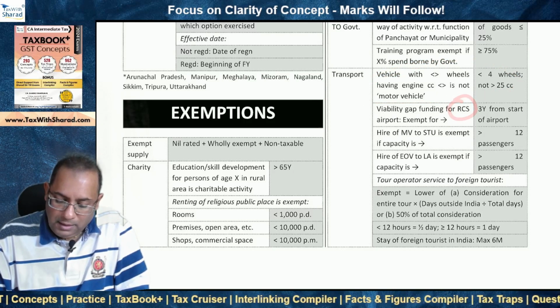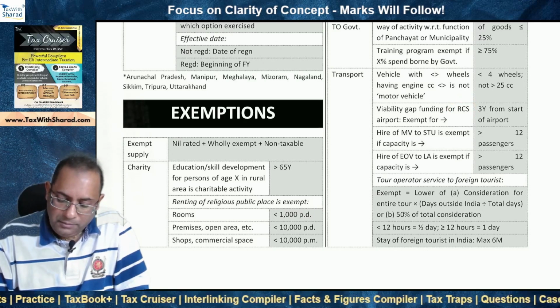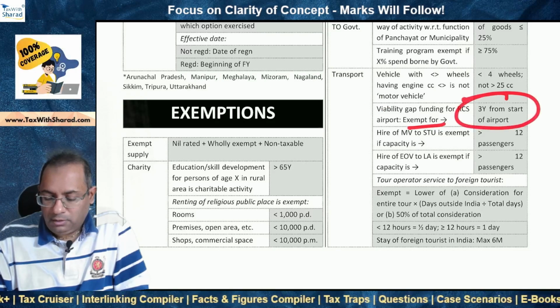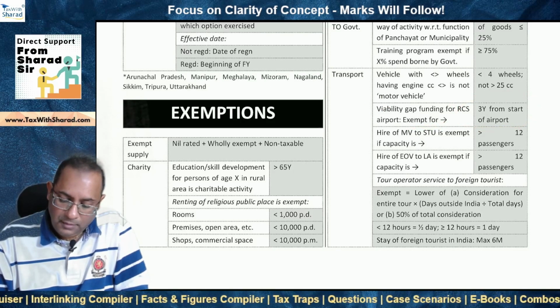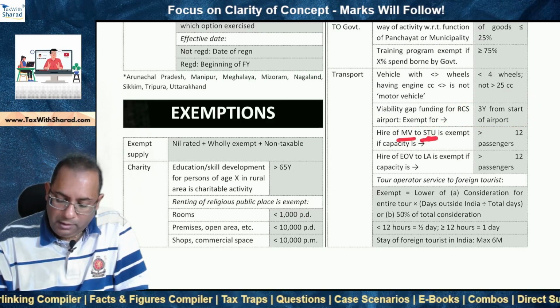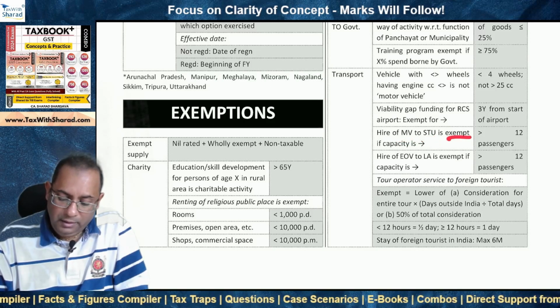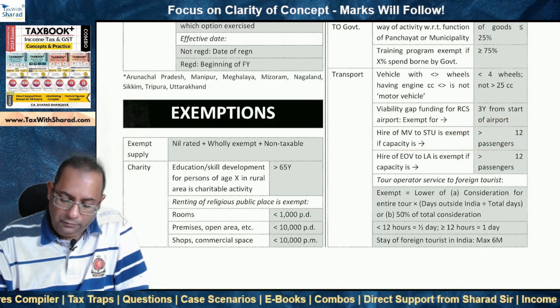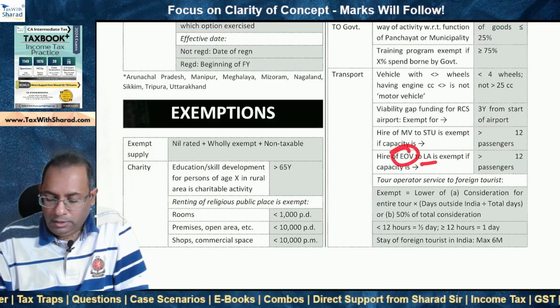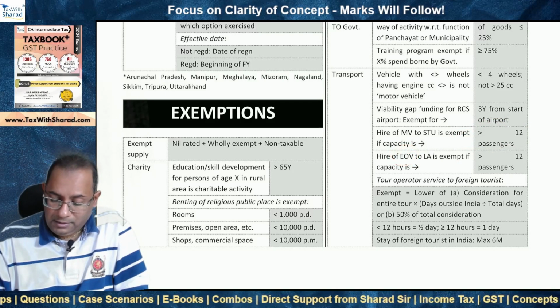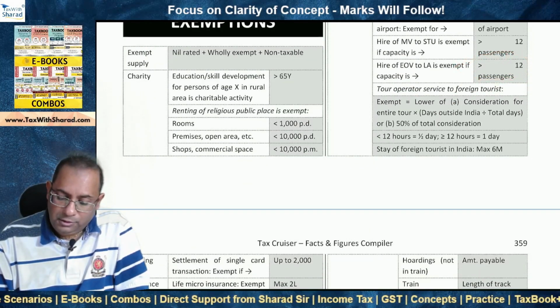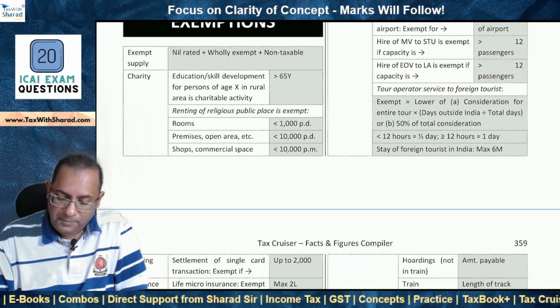Regional connectivity service RCS airport. In that case, what about viability gap funding? It is exempt for a period of 3 years from the start of the airport. Hire of motor vehicle to a state transport undertaking is exempt when the capacity is more than 12 passengers. Hire of electrically operated vehicle to a local authority is exempt if the capacity is more than 12 passengers. Tour operator service to a foreign tourist is exempt.